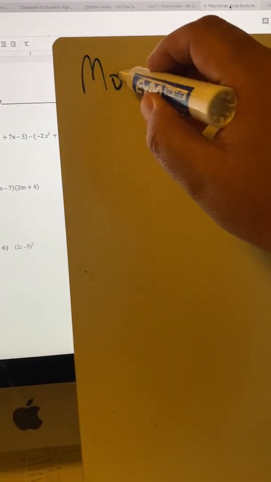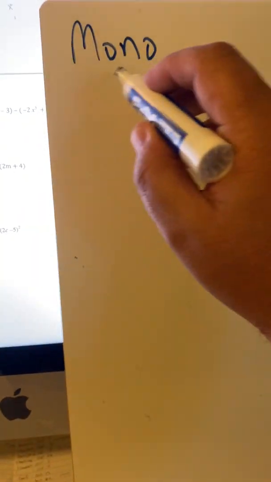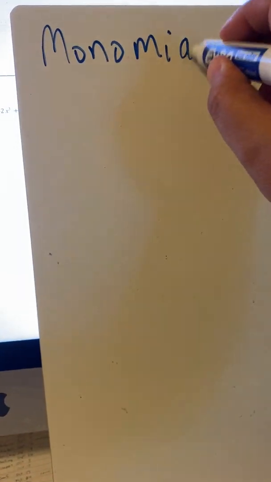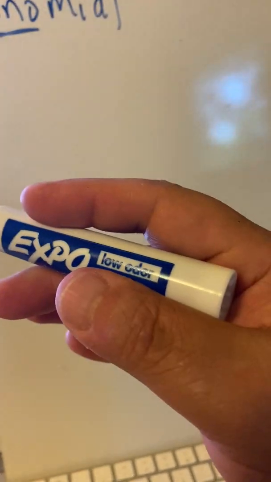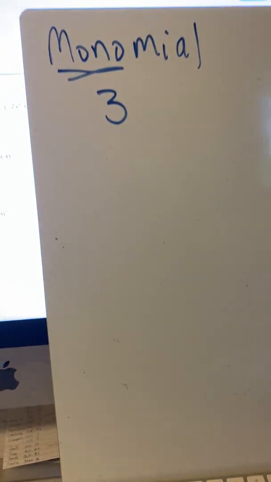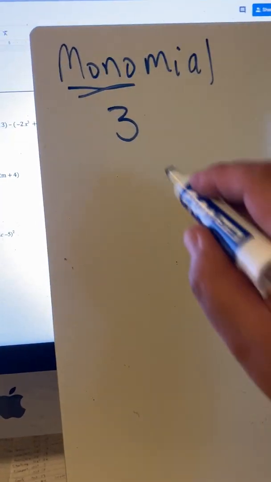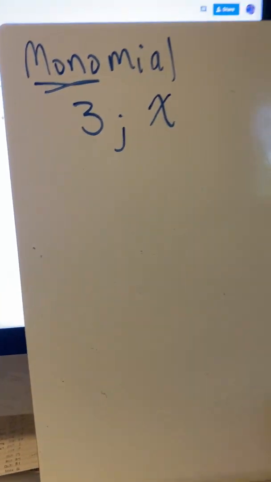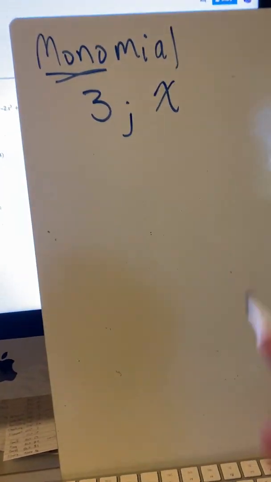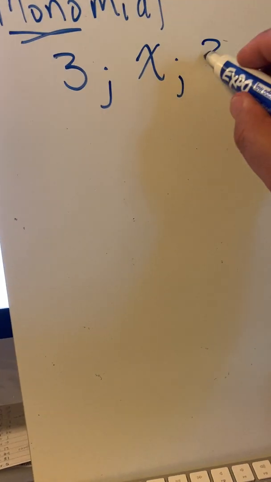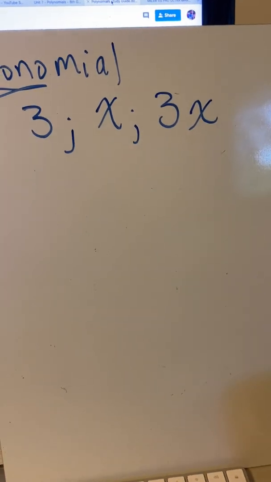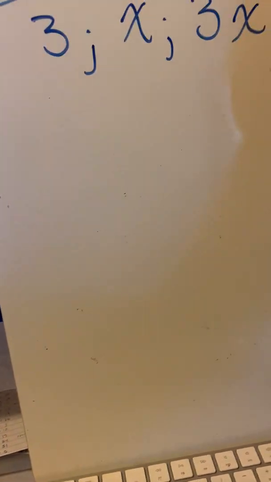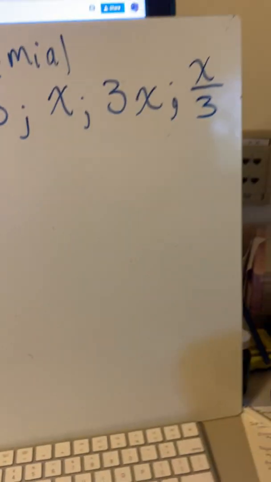First thing that we've got to go over, monomial. A monomial is just a single expression, like 3. That is a monomial. How about just x? That is a monomial, okay? How about just 3 times x? That is also a monomial. Also, x divided by 3, monomial.